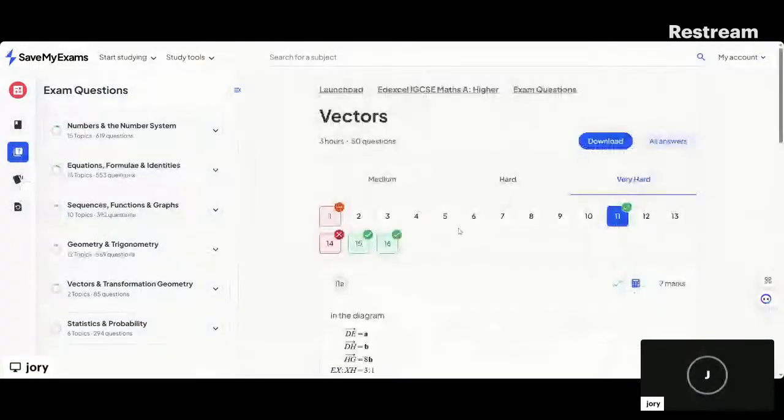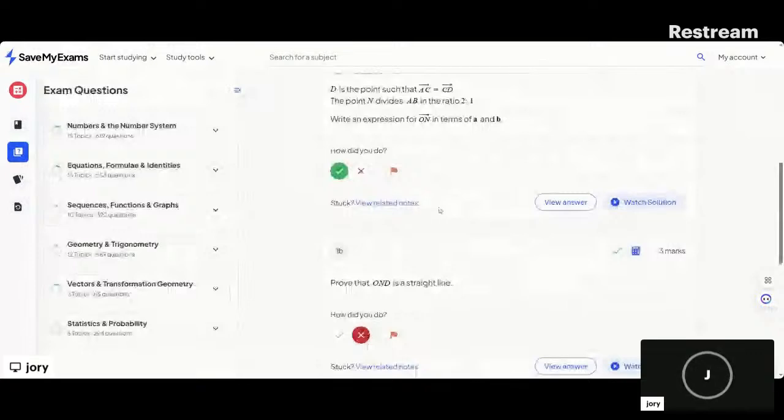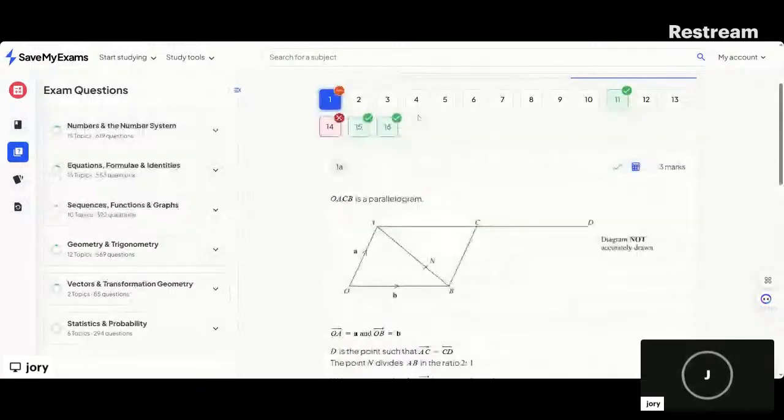I think I'm gonna do another one. Let's do this one. I already saw it before. Prove that O and D is. I want one where I saw my friend did one today. It's really hard. So the last one, I think. Let me just bring it. Here it is.